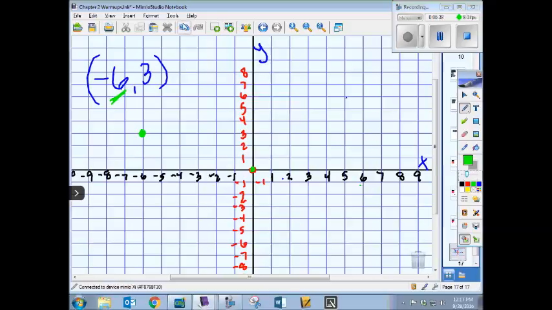So I think we know how to plot. Let's just practice a couple. I know it's basic maybe for some of you, but it's good practice. Okay, so let's start here. Go ahead and tell me what that point right there is. Go ahead and write it on your board, please.